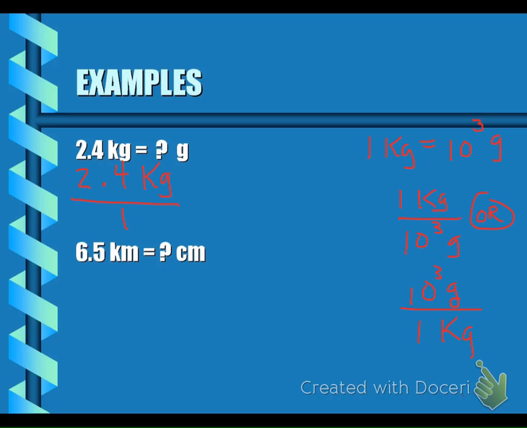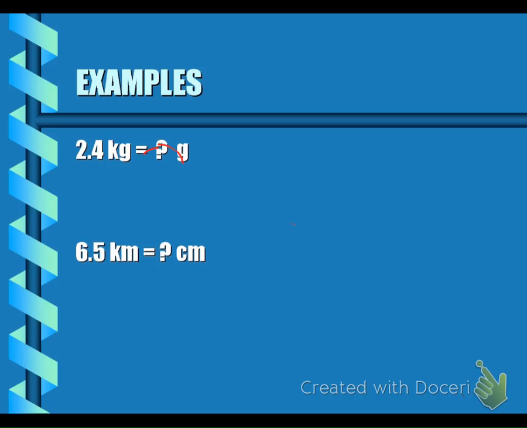So my kilograms in my first factor here are in the numerator, so I want to choose the fraction where kilograms would be in the denominator, so they would cancel out. Copying that fraction, see that kilograms cancel, and when I do my math, 2.4 times 10 to the 3rd is all in the numerator, so I am simply multiplying, and I have my final answer.